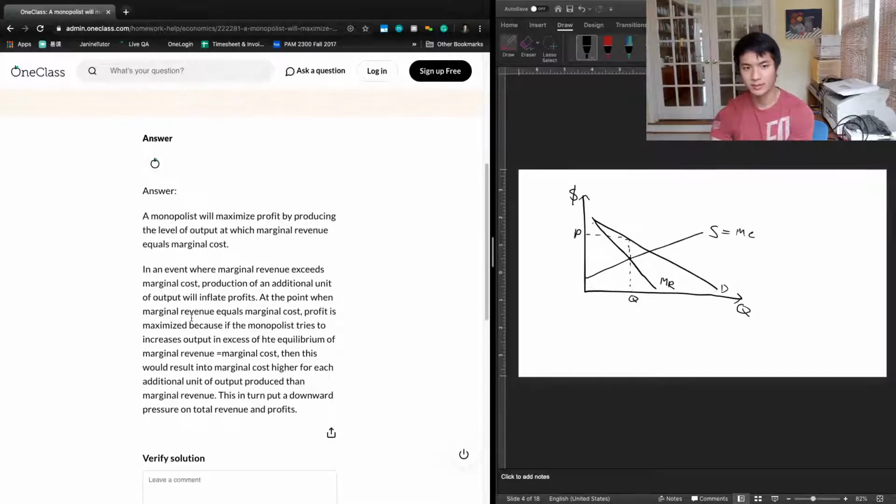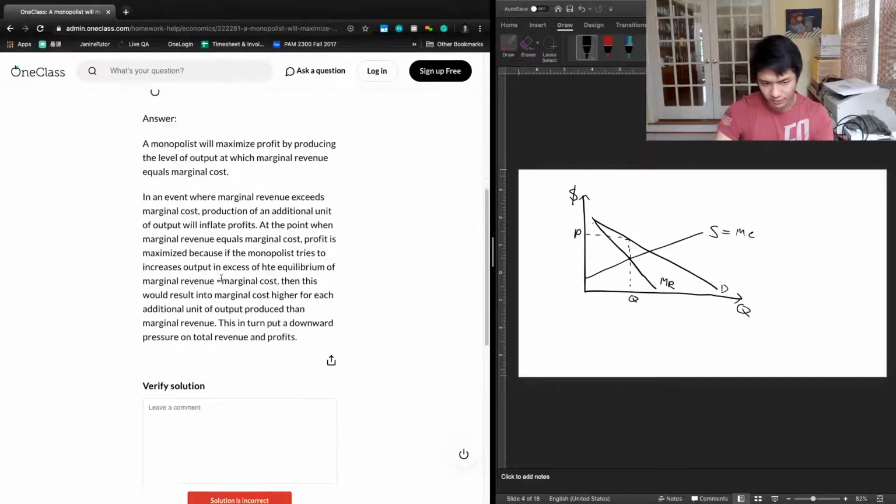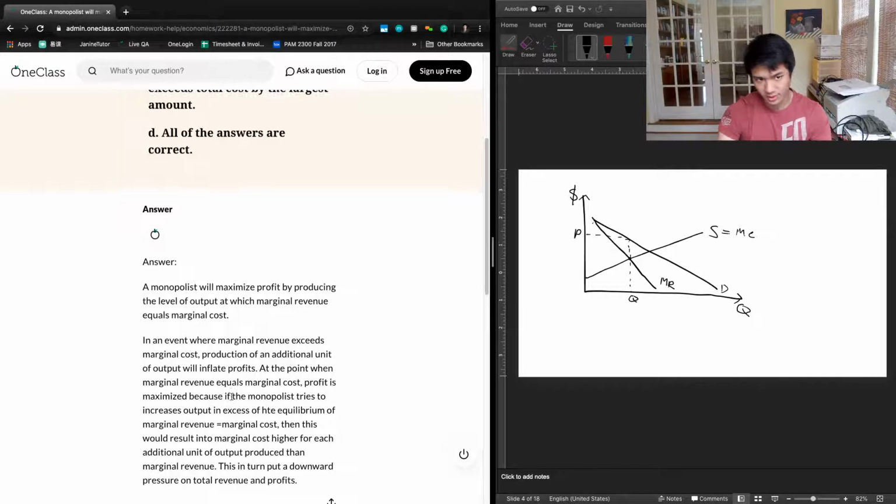Let's take a look at the answer given by the previous tutor. The previous tutor said, a monopolist will maximize profit by producing the level of output at which marginal revenue equals marginal cost. In the event where marginal revenue exceeds marginal cost, production of an additional unit of output will inflate profits. At the point when marginal revenue equals marginal cost, profit is maximized because if the monopolist tries to increase output in excess of the equilibrium of MR equals MC, then this would result in marginal cost being higher for each additional unit of output produced than the marginal revenue. This in turn puts a downward pressure on total revenues and profits. So this is actually going to be incorrect. We're going to say the correct answer is D.